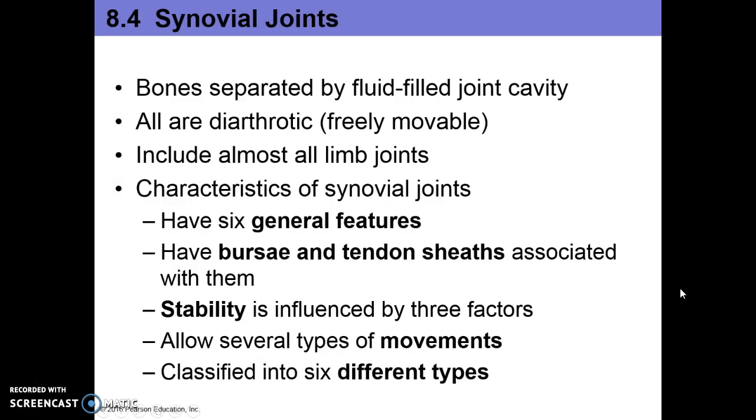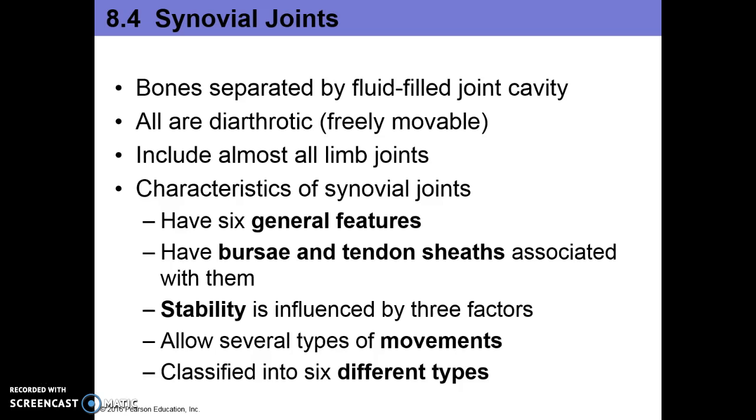Synovial joints, these are the most common. These are bones separated by a fluid-filled joint cavity, and they are all diarthrotic, namely, they are freely movable joints. These include almost all limb joints. So they have 6 general features.